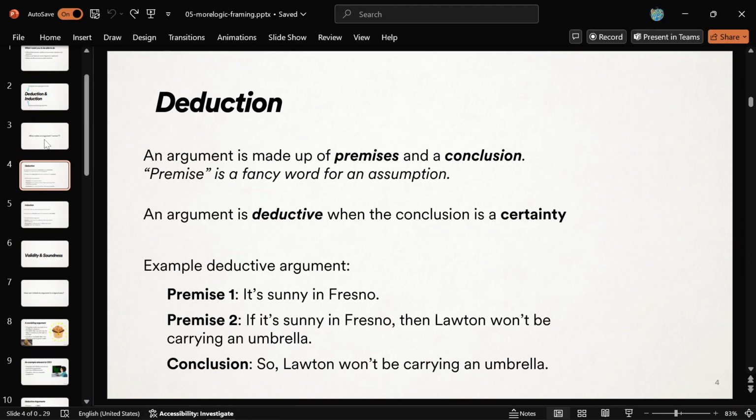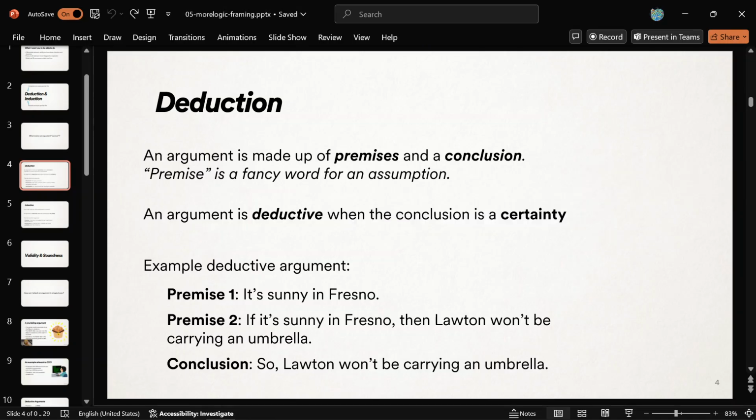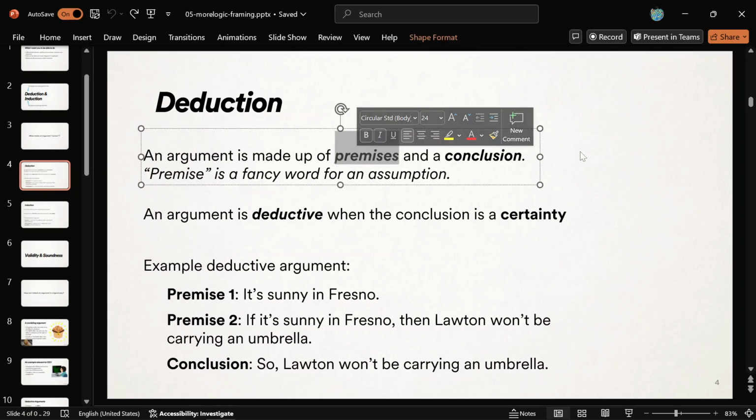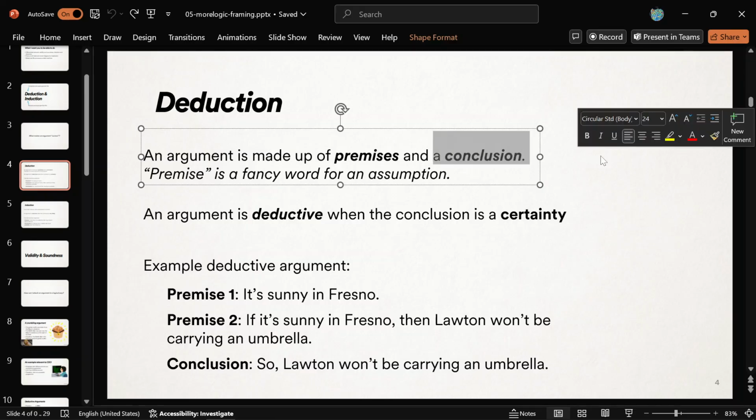All right. So deduction is definitely the Sherlock Holmesy way of solving problems. We say an argument is deductive when it has a conclusion that is a certainty. But what is a conclusion? What is an argument? In general, an argument looks like this. You have a bunch of premises, however you want to pronounce that, and then you use those to drive towards a conclusion that you're trying to prove to somebody.